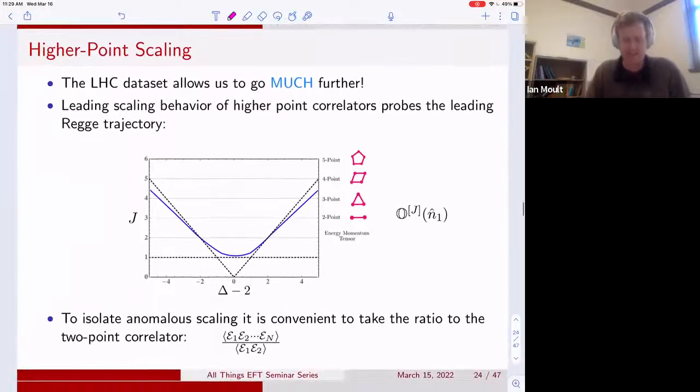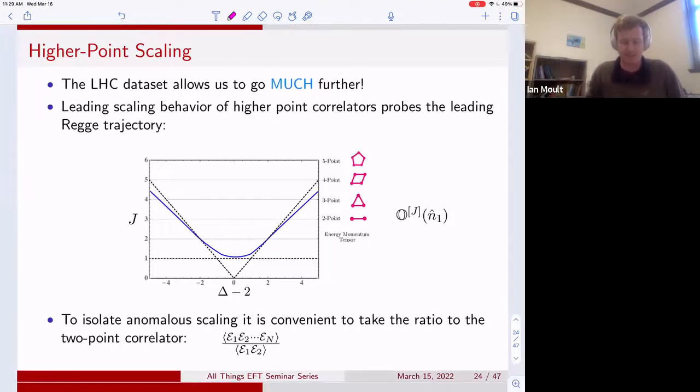But the LHC data set actually allows us to go much further than was thought by these people. In particular, as I mentioned, if you study higher point correlators, so for example a 5-point correlator, you can iteratively perform the operator product expansion and you get out one of these OJ. In particular for 5 points, you'll get O6.